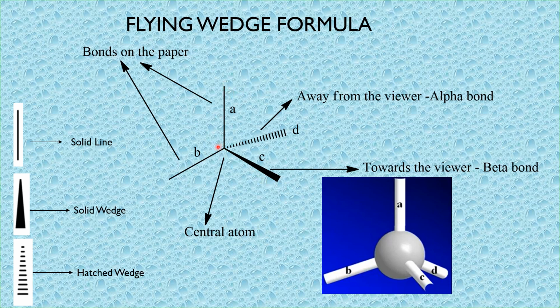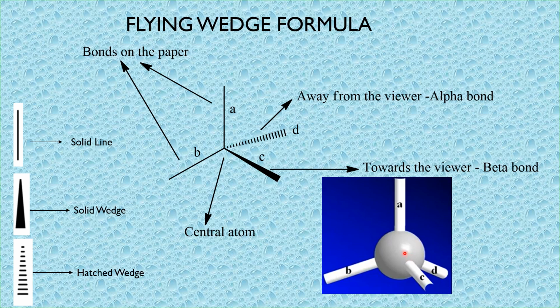So these two bonds which are lying on the same plane are represented by a solid line. The bond that comes above the plane of the paper is shown as a solid wedge, and this bond is called beta bond, and this is coming towards the viewer. And the other bond that goes below the plane of the paper, that is to the alpha side, is represented with the hatched wedge. This is actually the flying wedge representation of this three-dimensional structure.